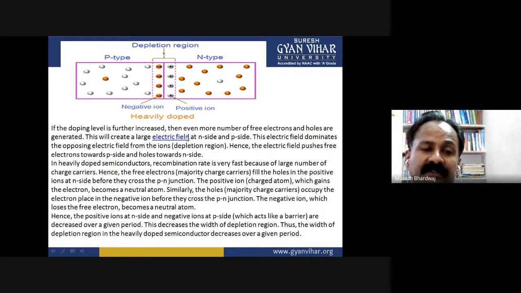The negative ion which loses the free electron becomes a neutral atom, and the positive ions at the n side and negative ions at the p side, which act like a barrier, are decreased over a given period. This decreases the width of the depletion region. Thus, the width of the depletion region in the heavily doped semiconductor decreases over a given period. So, by doing the doping heavily, the width of the depletion region decreases.